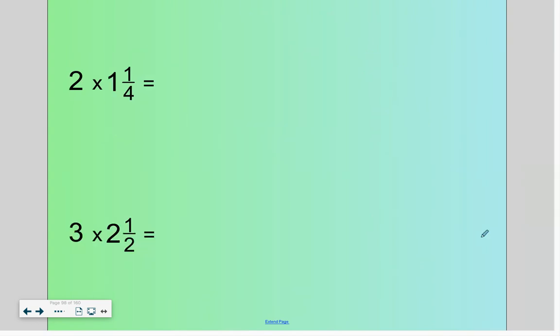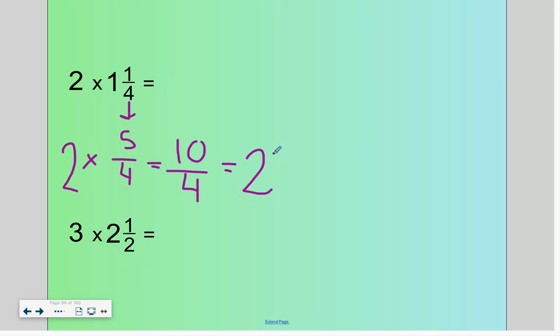Moving forward, we're going to only solve these by converting the mixed number into an improper fraction because that is my preferred way of solving a whole number by a mixed number. So the first thing, 4 times 1 is 4, plus 1 is 5. So 1 and 1/4 is equivalent to 5/4. 2 times 5 is 10. Keep the denominator the same. 4 goes into 10 2 times with 2/4 left over, and then you can simplify that to equal 2 1/2.